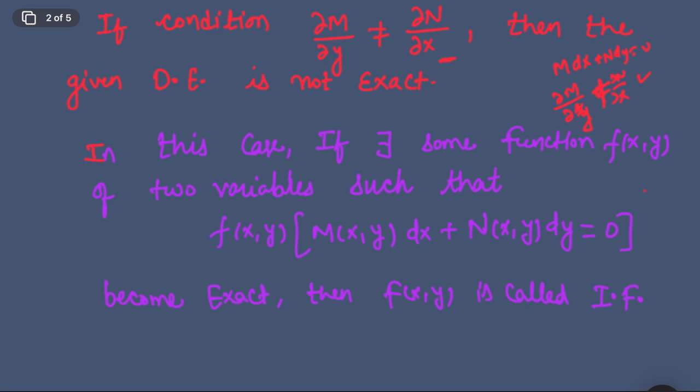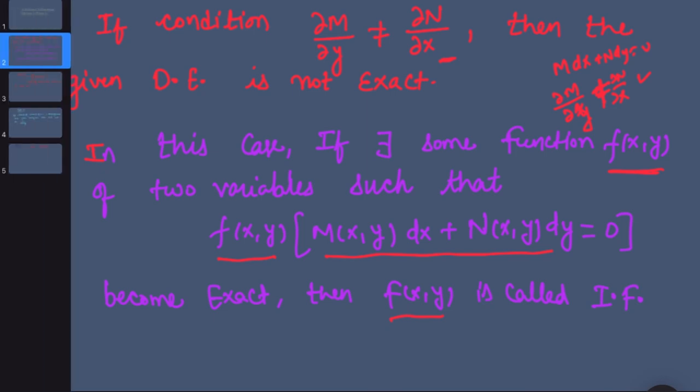This is the procedure for making a non-exact differential equation exact. If there exists some function f(x,y) of two variables such that multiplying M dx plus N dy equal to 0 by f(x,y) makes it exact, then f(x,y) is called an integrating factor. Then one question comes to mind: how to find this f(x,y)? There are many types of methods to find it. In this lecture I will discuss one type, and in the next lectures we will do more types. Let us see one example.